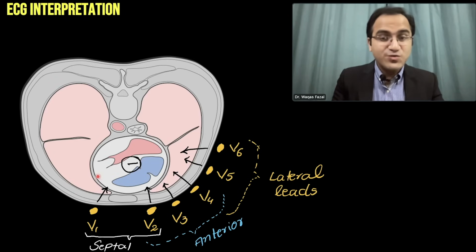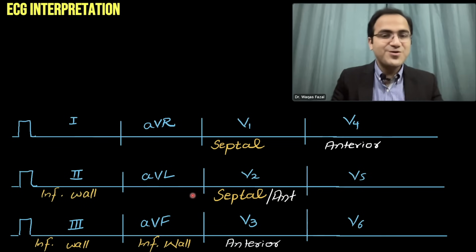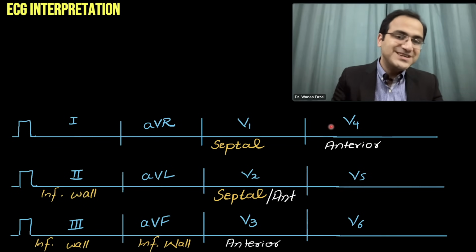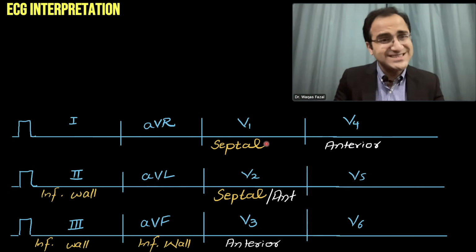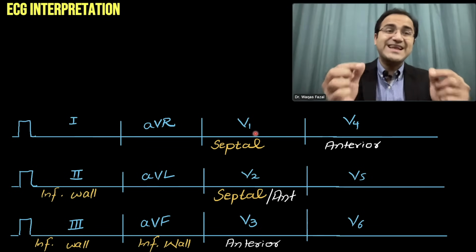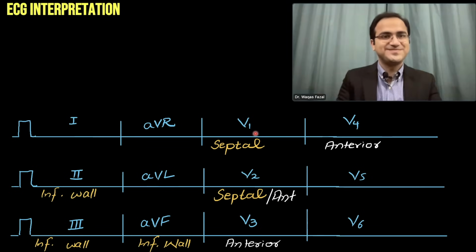Now, if I ask you what are the leads that are looking at the septum, these are leads V1, V2. What are the leads that are looking at the anterior aspect of the heart? These include leads V2, V3, V4. So V1, V2 look at the septal part, V2, V3, V4 look at the anterior aspect of the heart. If there are changes in these leads, it's most likely an anteroseptal MI.